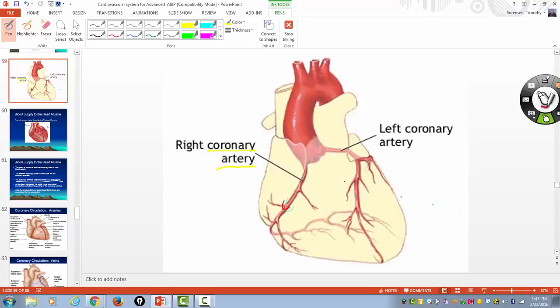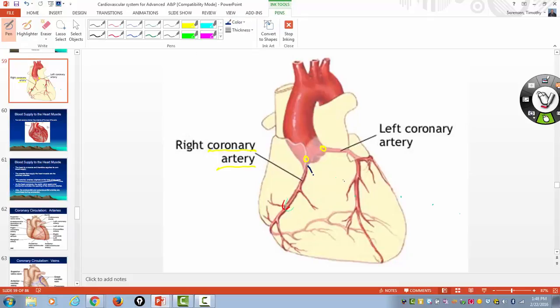And you have two main coronary arteries. You have the left main coronary artery and the right main coronary artery. And here's the important piece. The openings to the coronary arteries, both right and left, originate at the base of the aorta.